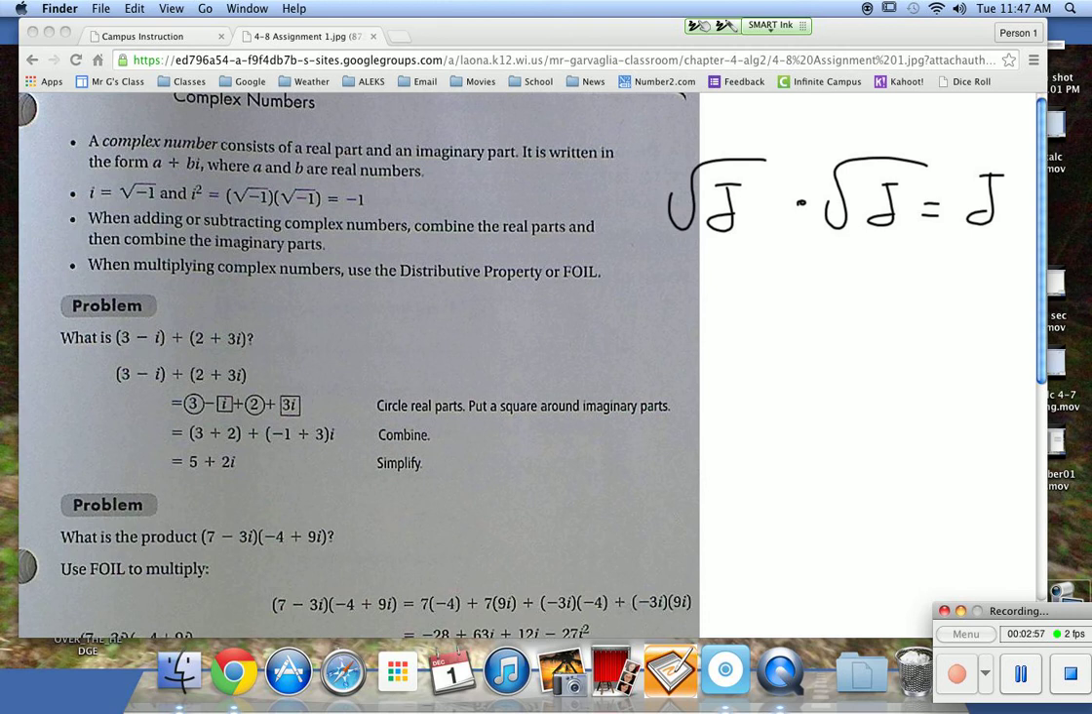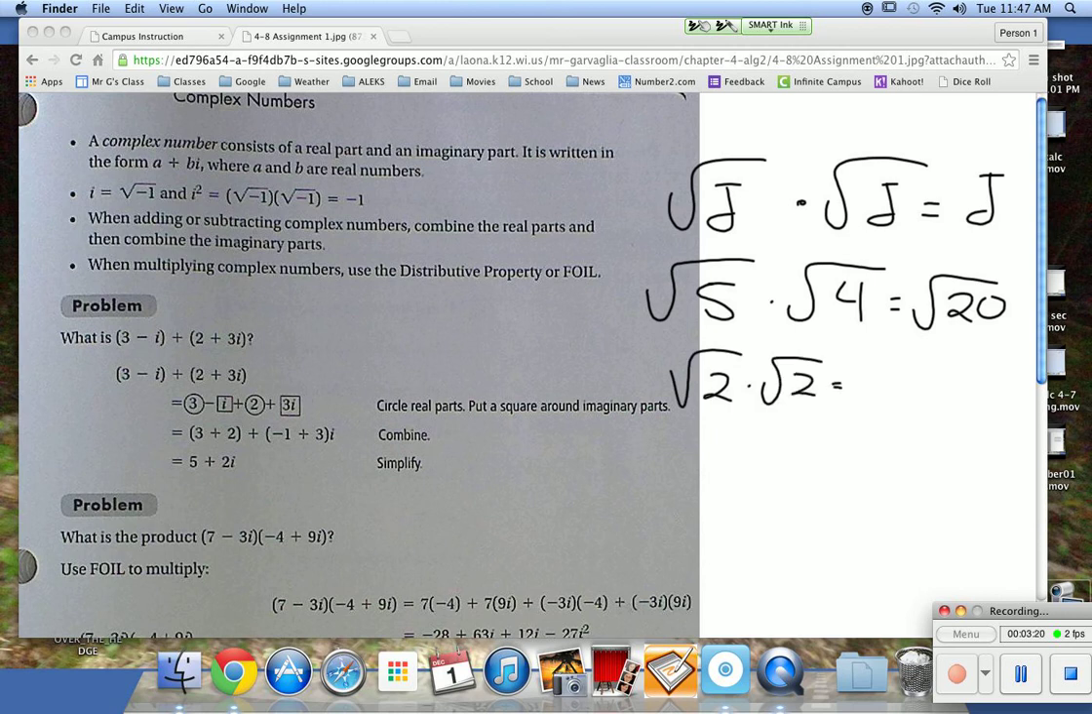Okay, what if you did this? Square root of 5 times the square root of 4. What would you come up with? Square root of 20. Square root of 2 times square root of 2 equals square root of 4. What's square root of 4? 2.